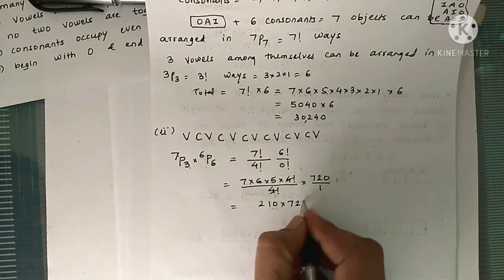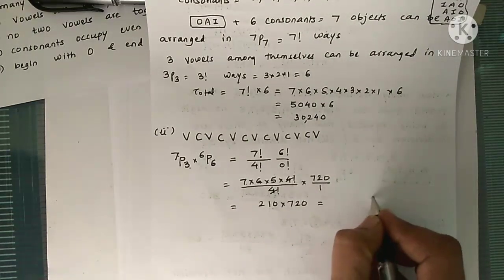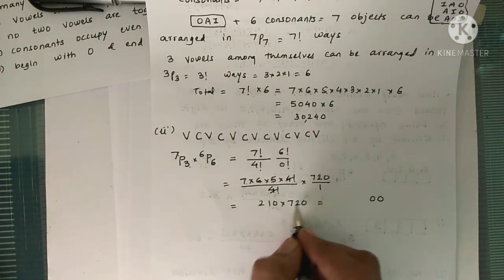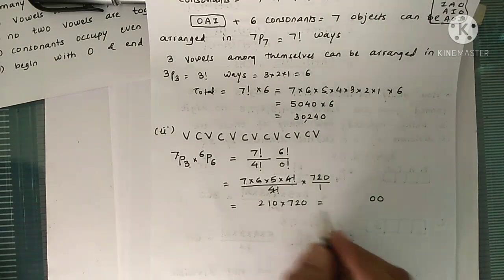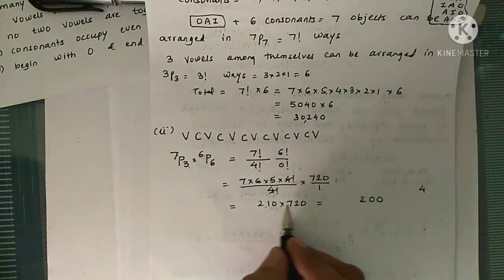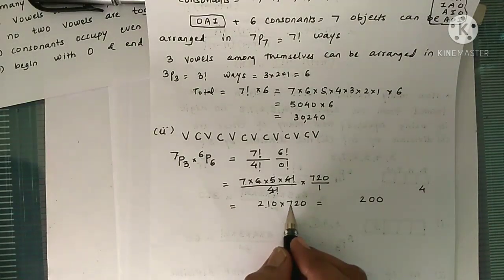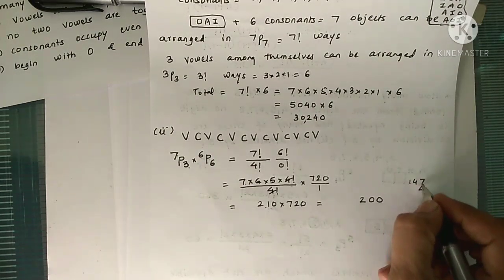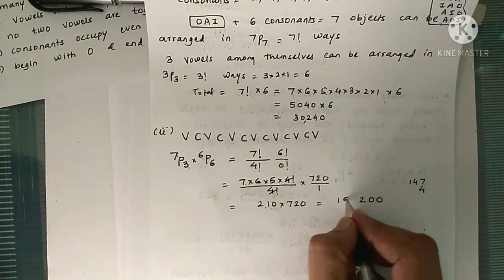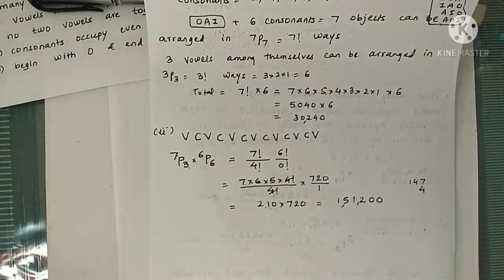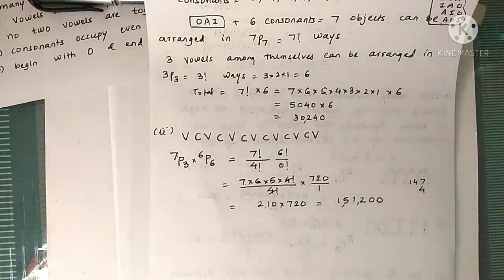210 multiplied by 720. So let's write these two zeros first. Then multiply 72 by 21. So 21 into 2 is 42, so we have to carry 4. 21 into 7 is 147 plus 4, that is 151. See how big the number is. So it is 1,51,200. No two vowels are together.